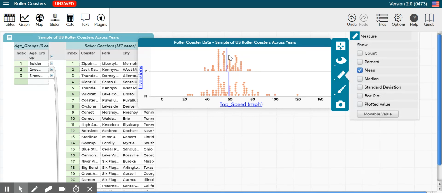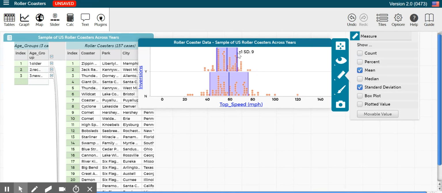So the means are pretty close together, 57.6 miles per hour for the roller coasters with inversions, 59.4 miles per hour for roller coasters without inversions. A 2 mile per hour difference in top speed isn't a lot, doesn't seem very significant. We will know for sure when we look at the standard deviation. So let's click on that. Okay, and let's look at the values.